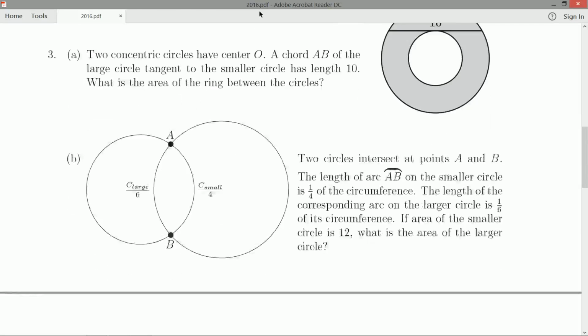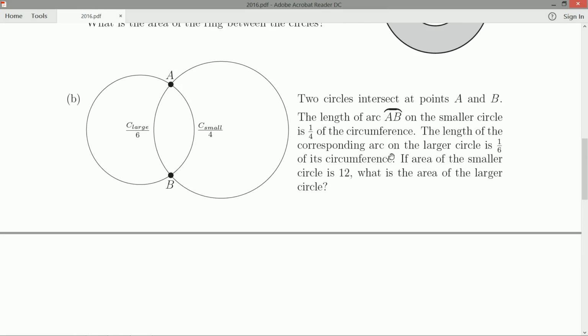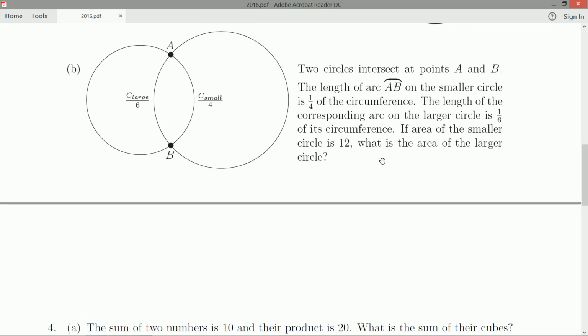Let's take a look at B now. So B, we got a nice little picture. Two circles intersect at points A and B. The length of the arc AB on the smaller circle, so distance from A to B, but we have to travel along the circumference of the smaller circle, is 1/4 of the circumference. Okay. The length of the corresponding arc on the larger circle is 1/3 of its circumference. If the area of the smaller circle is 12, what is the area of the larger circle?